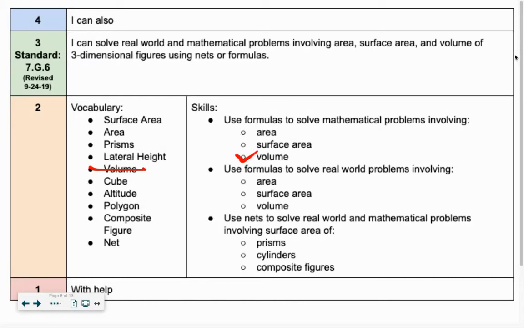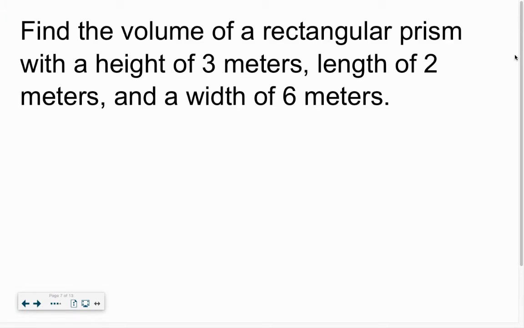So far, we've used volume to solve mathematical problems, and we're going to get to this real-world problem down here with volume in a further example. If they don't give you the shape, you can just go with it, or you could draw it out.